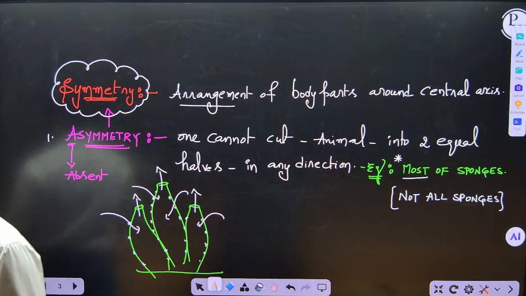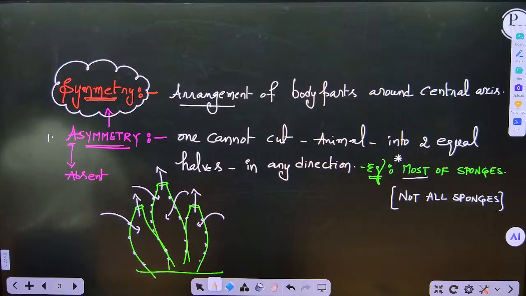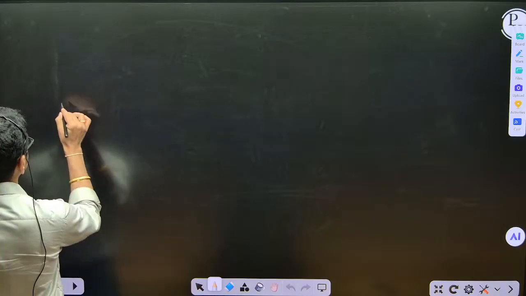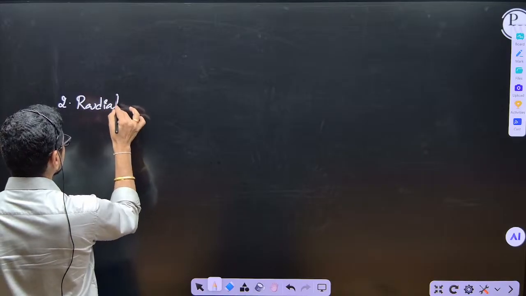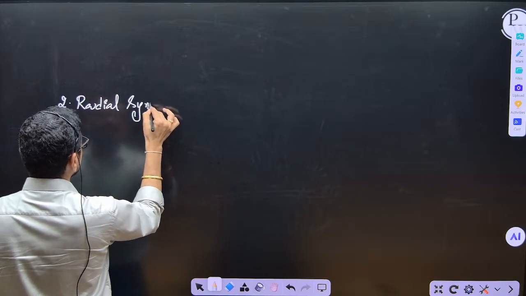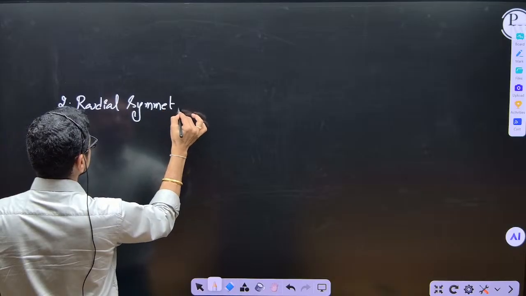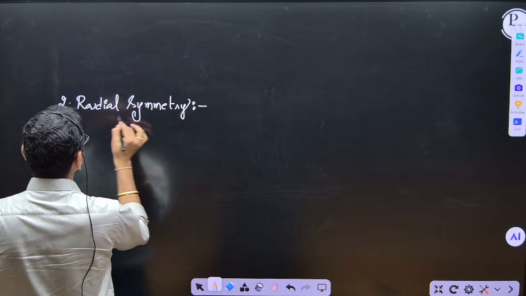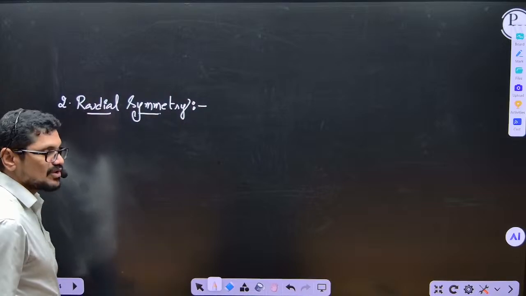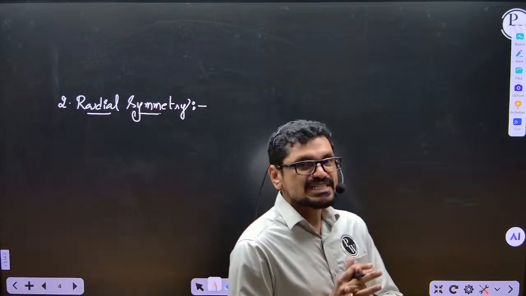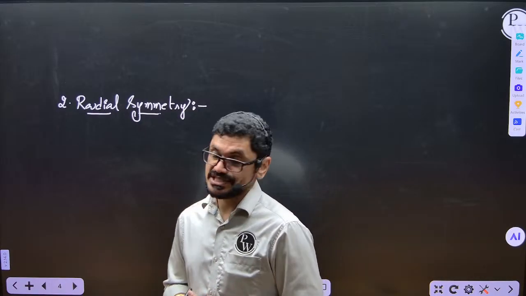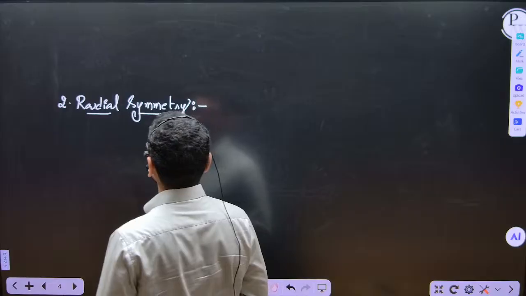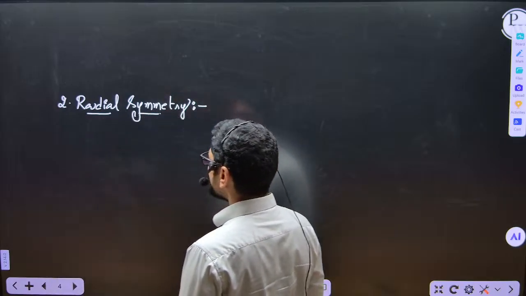Okay, take one screenshot. Is it clear? Now let us move to the second one. The second type of symmetry is radial symmetry. Okay, see, in order to understand the content which is given in the planner, you have to understand these words. These words are very important. Radial symmetry. What is this radial symmetry?